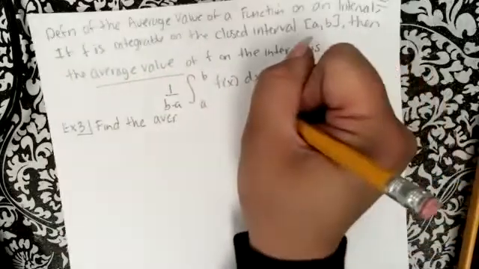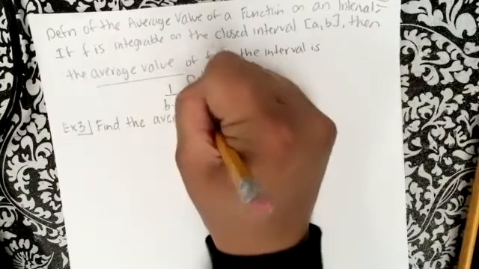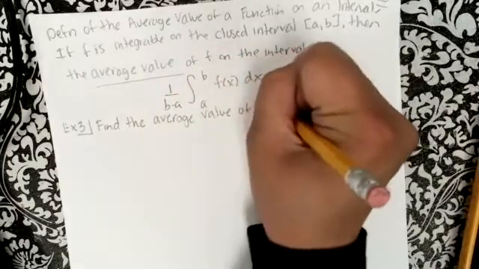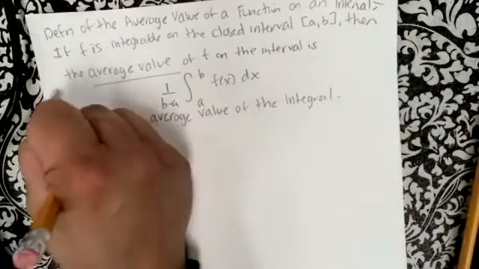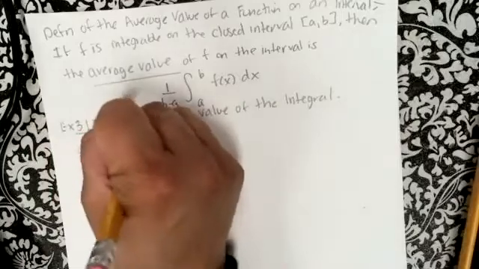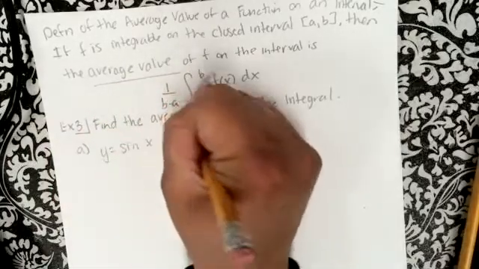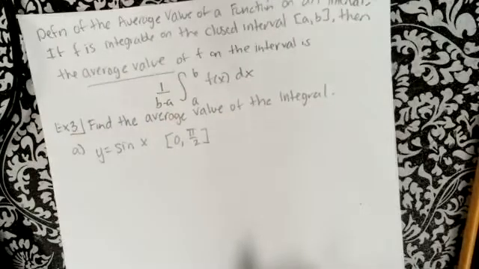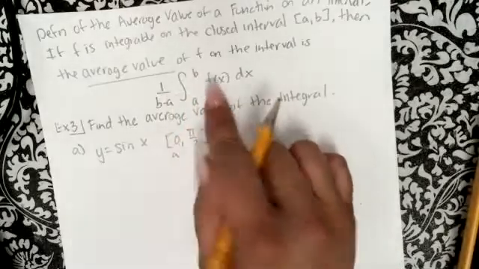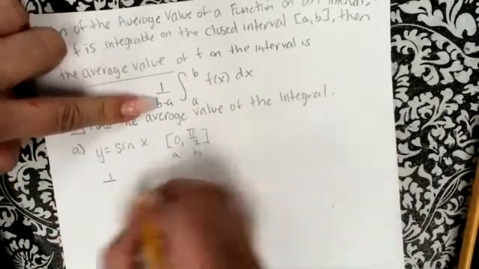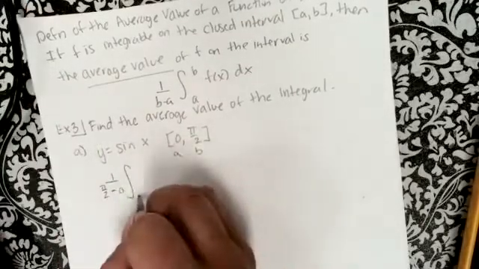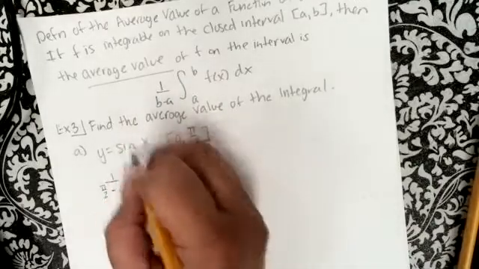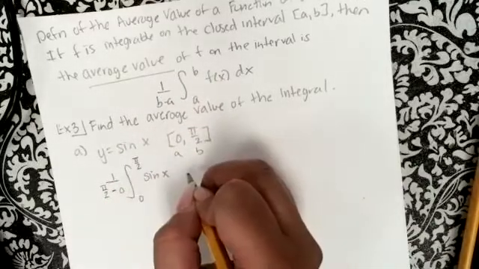So in example 3, we are going to find the average value of the integral. So we have y equals sine x on the interval from 0 to pi halves. So this is your a, this is your b. I'm going to write it like this. So I have 1 over, my b is pi over 2, my a is 0. The antiderivative, the lower bound is 0, the upper bound is pi over 2. The function is sine of x. And then don't forget your dx.